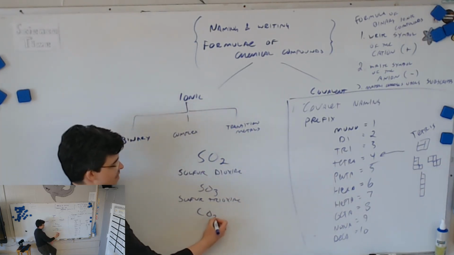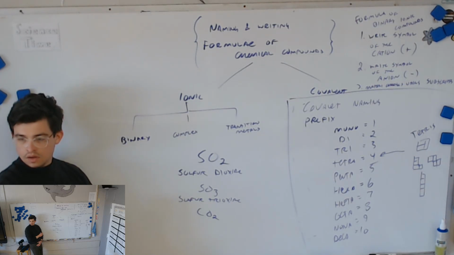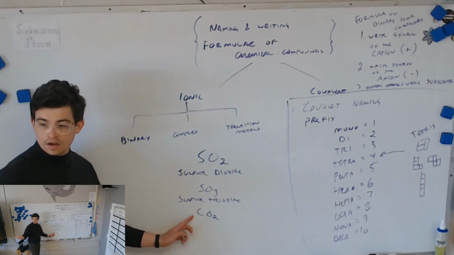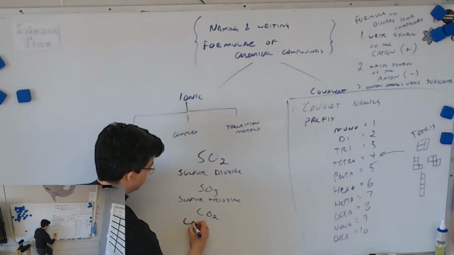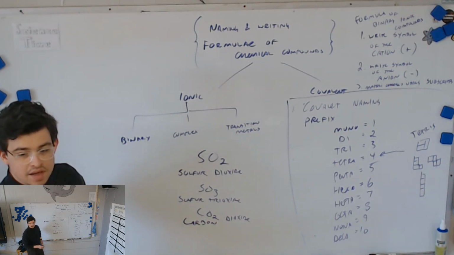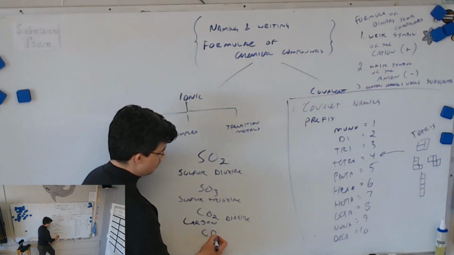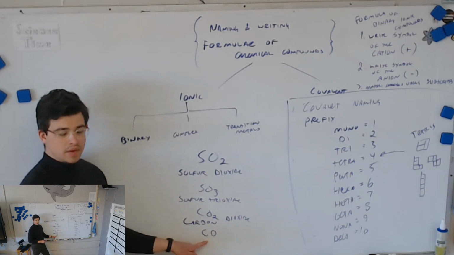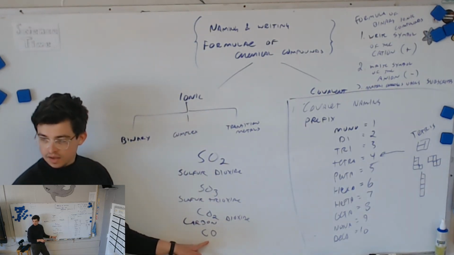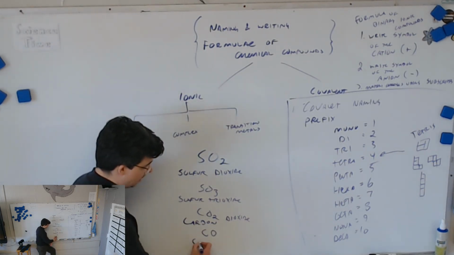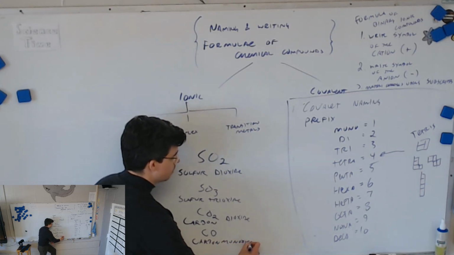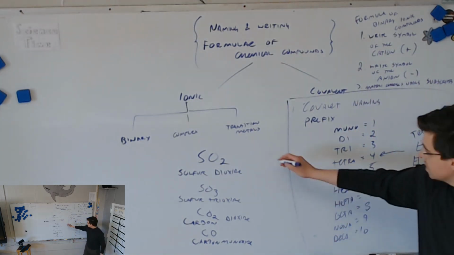So what about this one? Carbon dioxide. Have you heard of it before? Yes, you have. Carbon dioxide. Now, because there's a more common carbon oxide, we call this one carbon monoxide. Have you heard of carbon monoxide? Yes. And we call it that because we're specifying that there's only one oxygen, where usually there are two. Carbon monoxide.